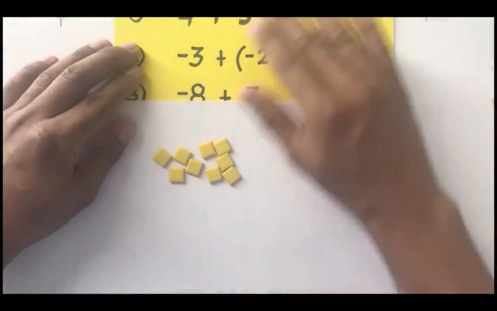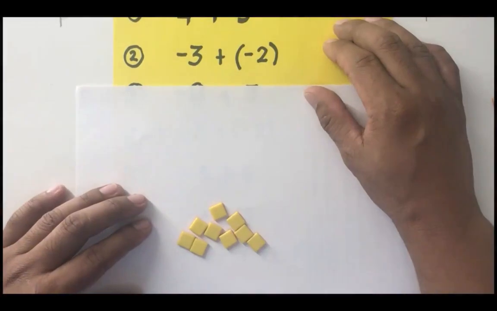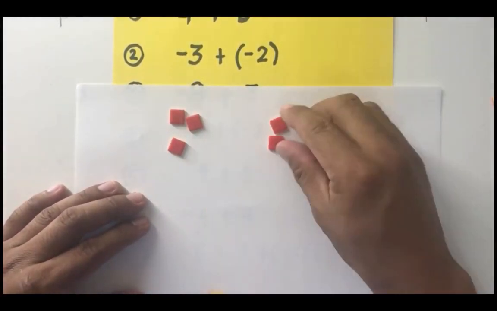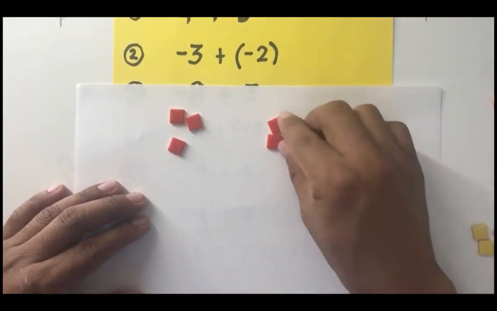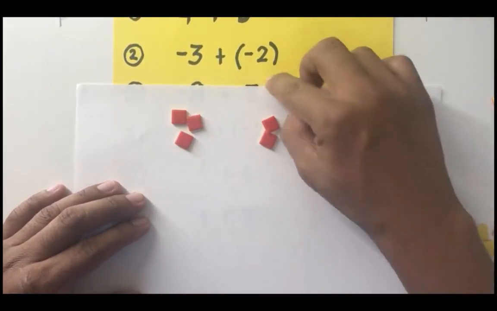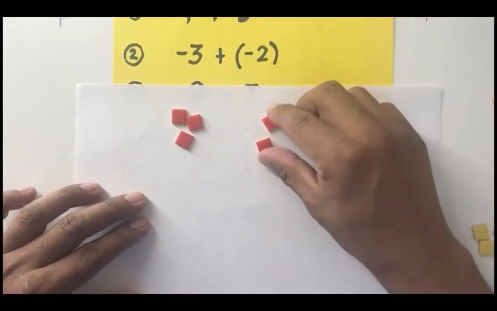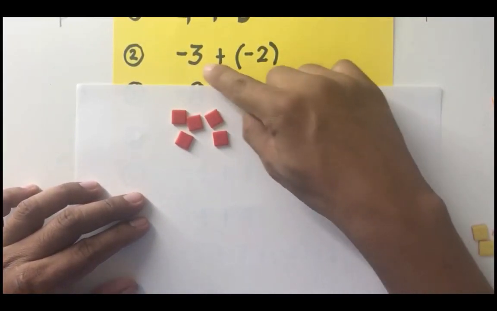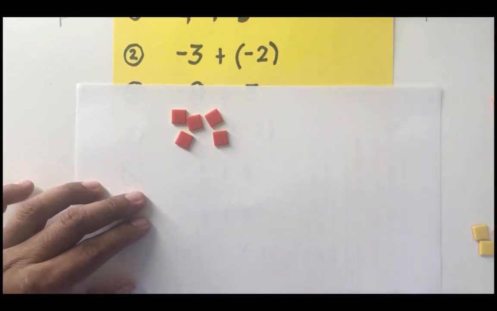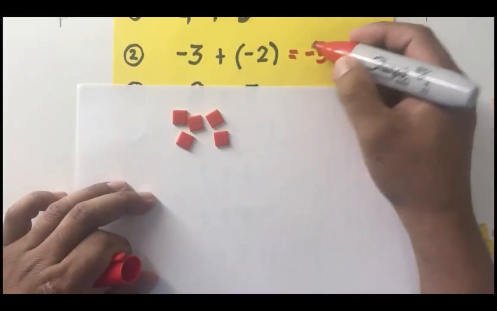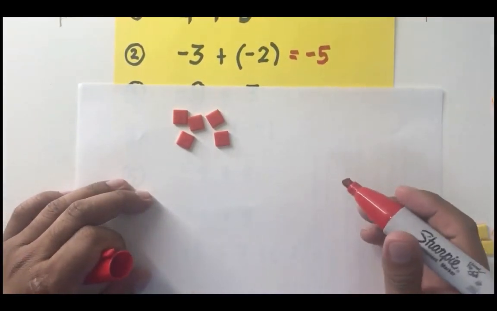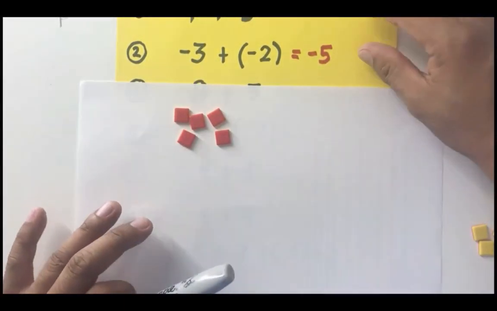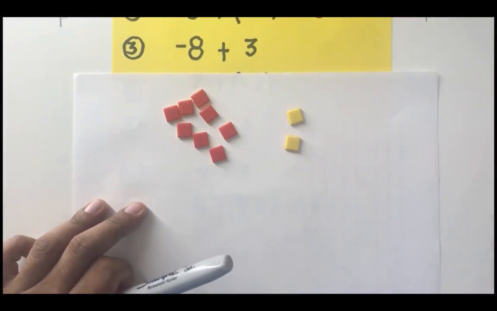If we have negative 3 plus negative 2, we need 3 red, that's negative 3, and you add negative 2. So this is negative 3 plus negative 2. Plus means we combine, so combining these two results in negative 5. So negative 3 plus negative 2 equals negative 5. I want you to observe the sign, because later on in your journal I will ask you to write the rules for addition of integers.